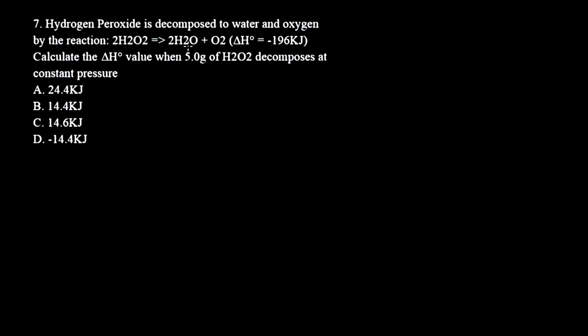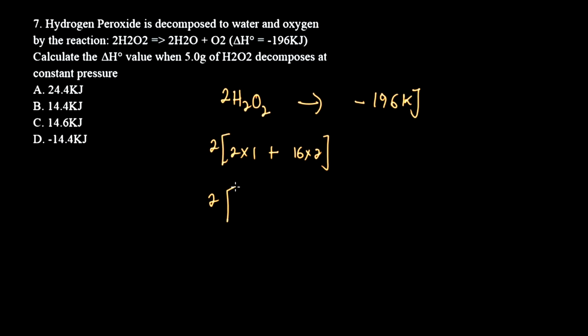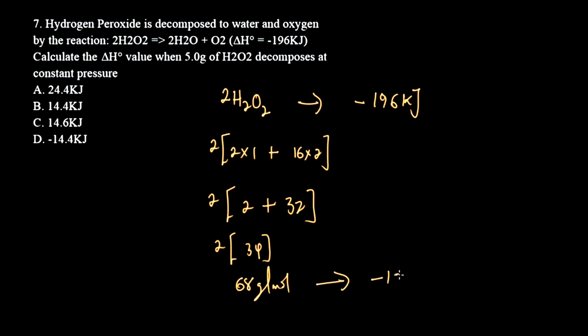Alright, so looking at this question, hydrogen peroxide is decomposed to water according to the equation here. The heat accompanying the reaction is negative 196 kilojoule. We are told to calculate the change in enthalpy value when 5 gram of hydrogen peroxide is decomposed. So we have 2 moles of hydrogen peroxide which, under its decomposition, gave negative 196 kilojoule of heat. Let's find the molar mass here. We have 2 times 1 plus 16 times 2, right? So this gives us 2 plus 32, so this is 2 into bracket 34, and this gives us 68 gram per mole, right? So this gives negative 196 kilojoule.